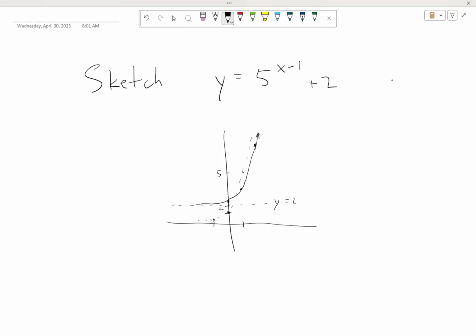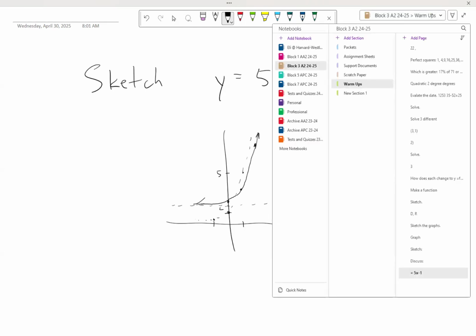Ben, do you have any questions? Beautiful graph right there. Oh, wow. Thank you. Should I move on? Yeah. Let's do it.